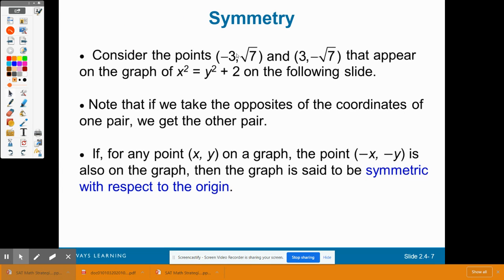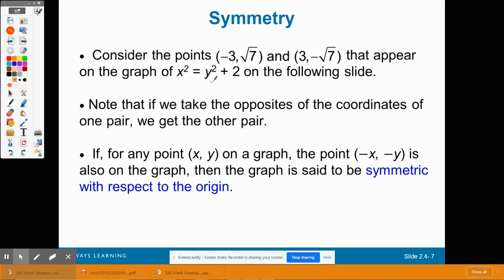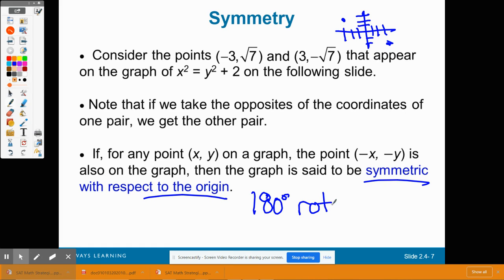Now, what if both of them change? They gave you some weirdo points here, but let's say it was just (negative 3, 2.5), we'll say that instead. And then (3, negative 2.5) would be down here. So they're in opposite quadrants. We will say that they have origin symmetry. Also, we can call this 180 rotational symmetry.